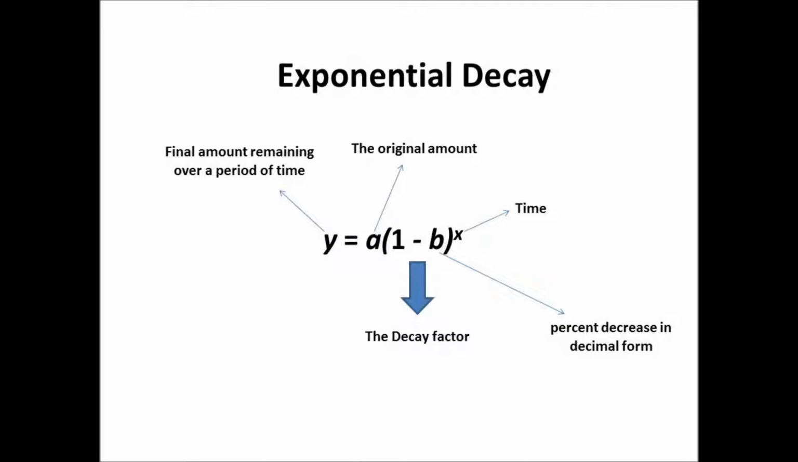Exponential decay's equation is y equals a times 1 minus b to the power of x, where y is the final amount remaining over a period of time, a is the original amount, 1 minus b is the decay factor, in which b is the percent decrease in decimal form, and x is the time.